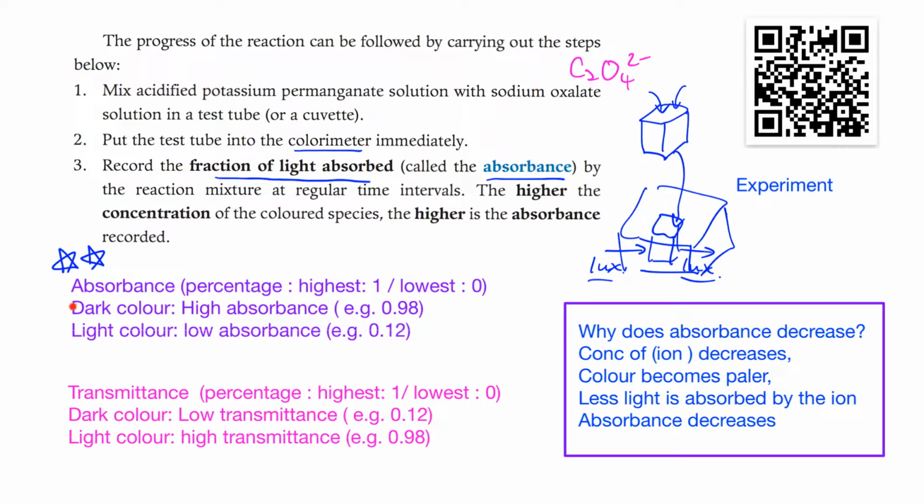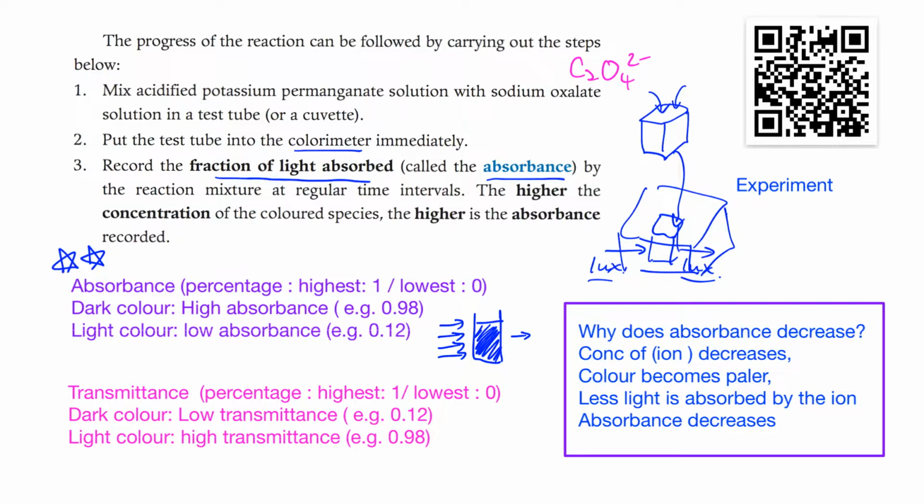If it is a dark color solution, that means it will absorb most of the light passing through it, so it will be a high absorbance. It will be close to 1, something like 0.98. What do we mean by absorbing most of the light? If this solution is very, very dark, then maybe only a little bit of light can pass through. So this one we say is a high absorbance.